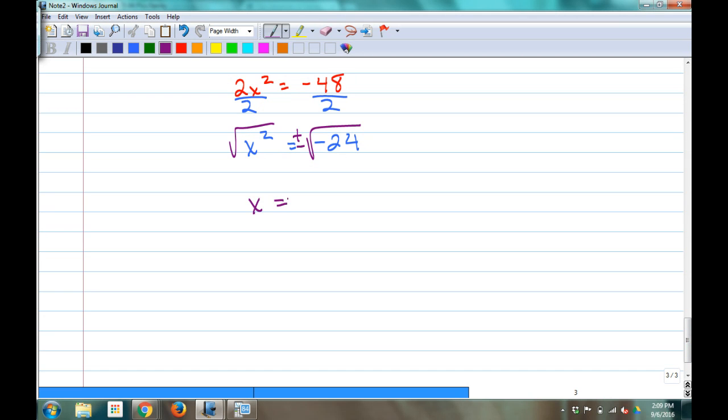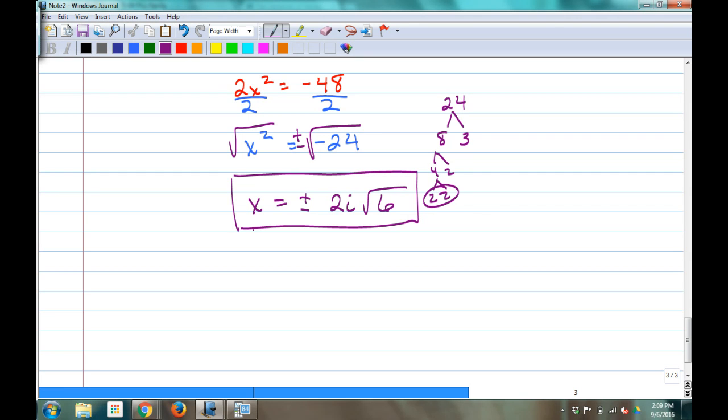I know it's a negative, so I know an i is going to come out. Then maybe some other stuff. We've already done 24 today, so that shouldn't be too much of a stretch. I'm doing it a different way because I'm bored of doing it the same way over and over. Pair of 2's, so a 2 and a 6 left over on the inside. So that's the solutions to that equation. Positive 2i radical 6 and negative 2i radical 6. 2 solutions out of that. Okay. Any questions about that one?